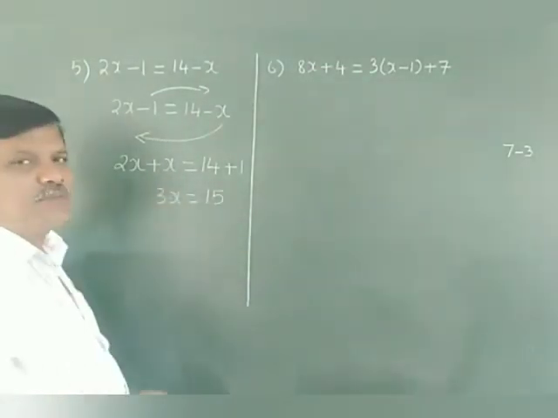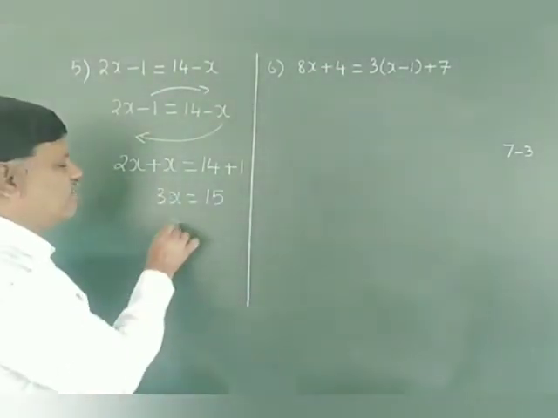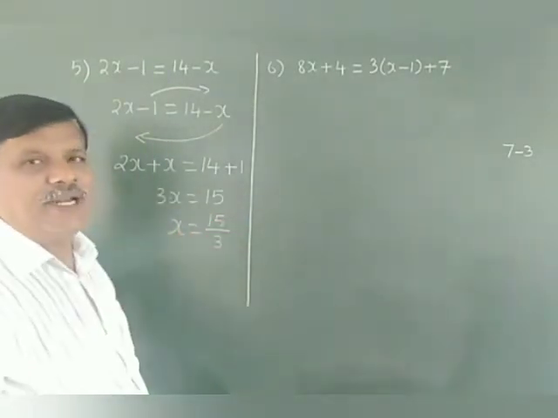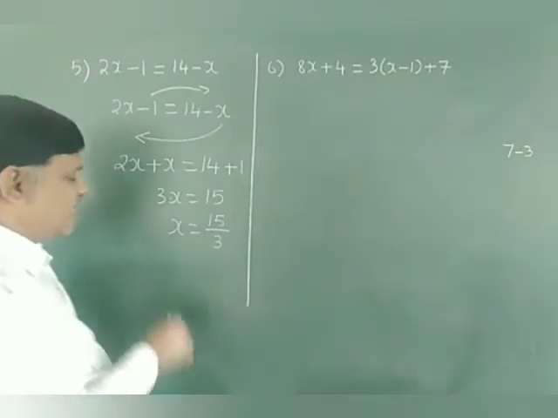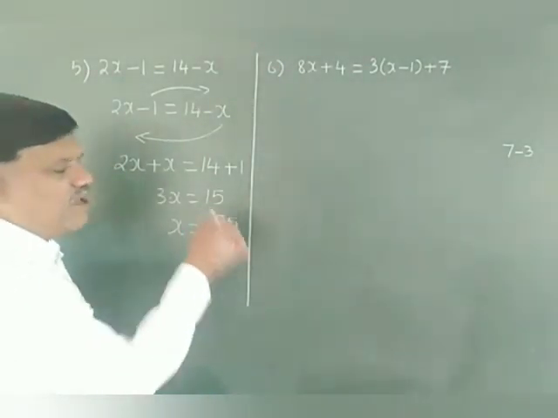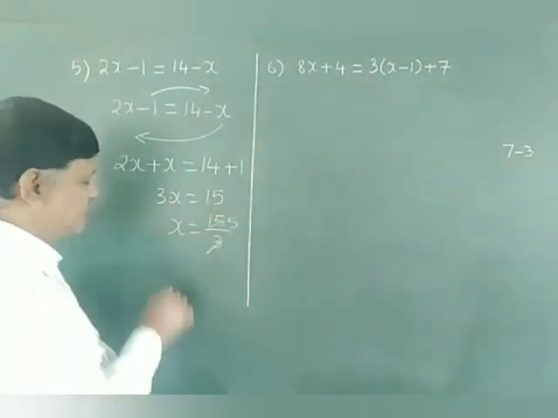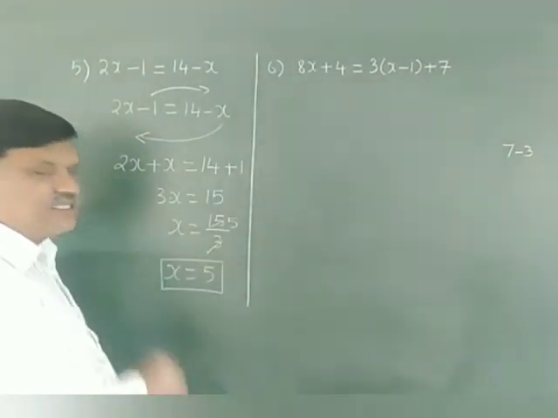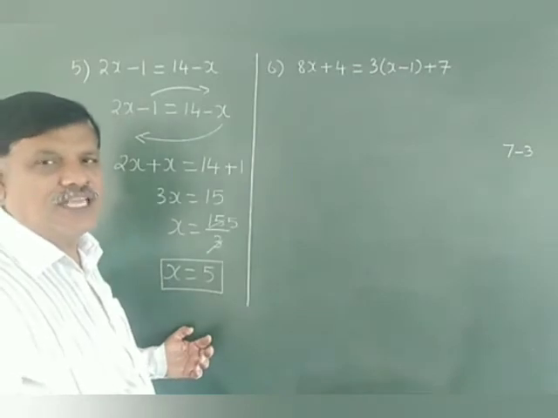Now 3 is in product with x. So when we take 3 to RHS, it goes to the denominator of the 15. Now 3 cancels 15 for how many times? 5 times. Therefore x equals 5. And this is the solution for this equation.